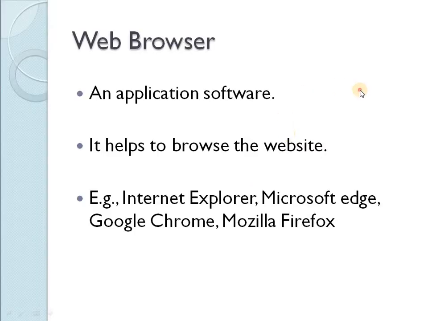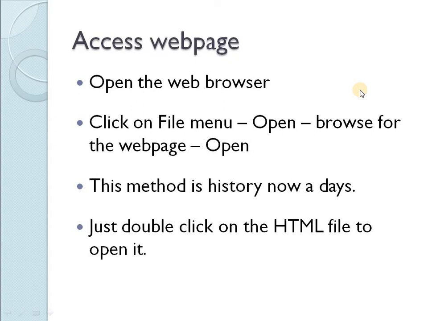So, just to continue, how to access web pages. This was the main topic. To access a web page means to open the page in the browser. Earlier we used to click on the File menu, then click the Open option, then browse for the web page you wish to open, and then click Open.